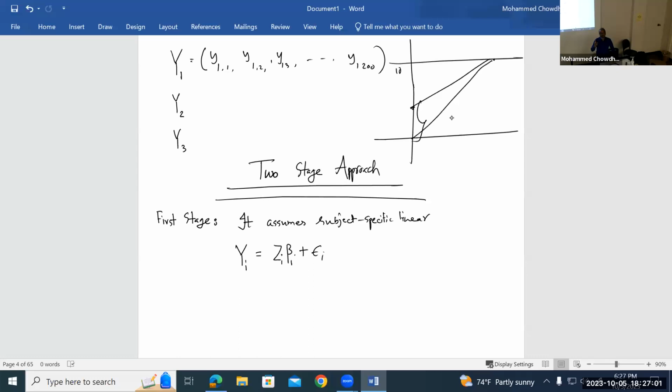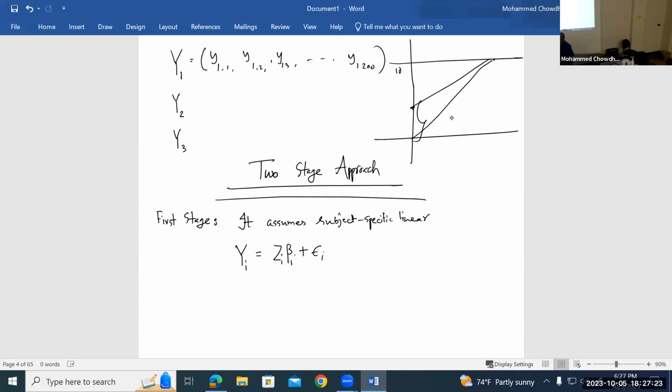So each school will have a different intercept. Do you agree or not? Because each school's average math score will be different, right? So then what is varying? What is random? Random is the intercept, and also random will be the slope.